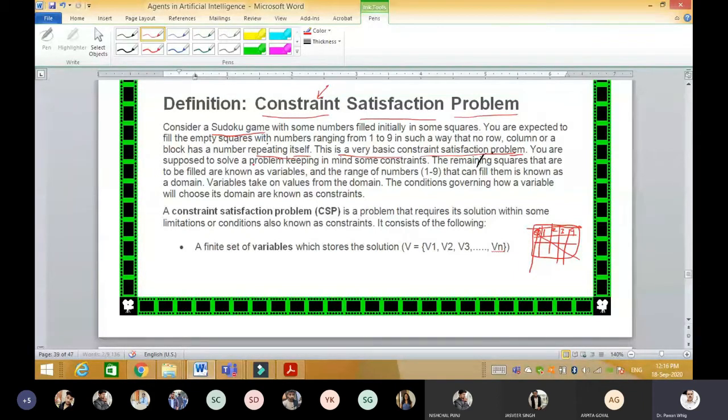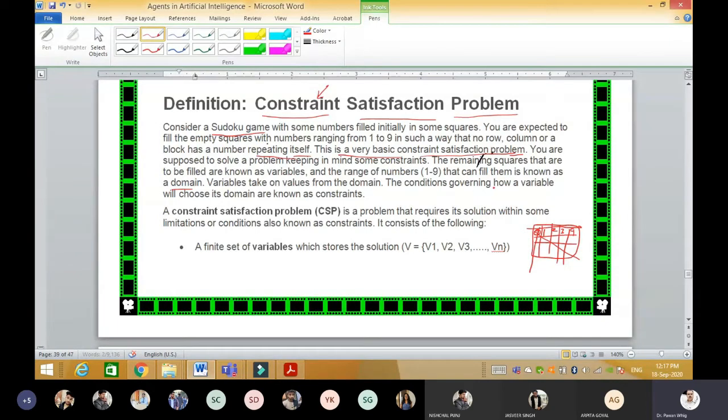Now you are supposed to solve a problem keeping in mind some constraints. The remaining squares to be filled are known as variables, and the range of numbers from 1 to 9 that can be filled in is known as the domain. The variables take on values from the domain. The domain is a set of numbers which we can use to complete the task.